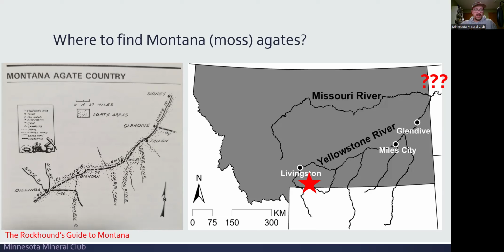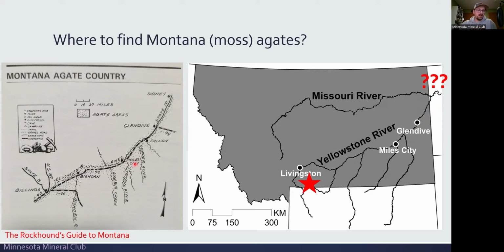Looking at your source, here's a map of Montana and the Yellowstone River. You can see the star here. This is your area of Absaroka volcanics that are providing your Montana agates, and they are eroding out into the Yellowstone River. The Yellowstone River is carrying them along and then up into North Dakota.